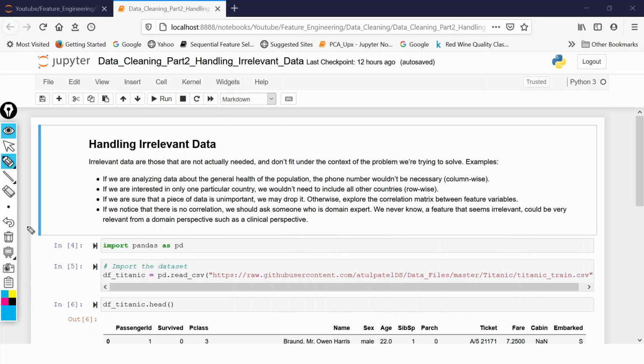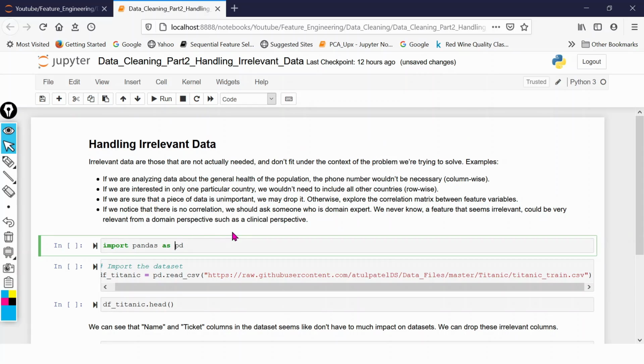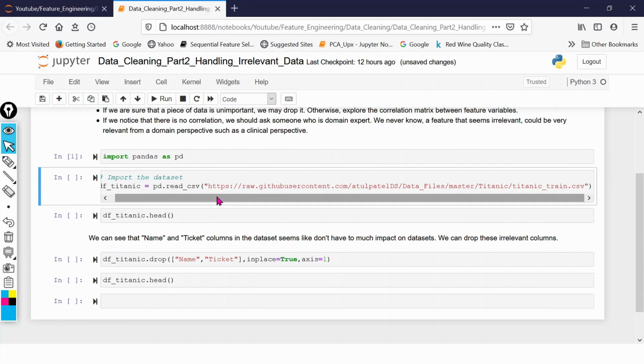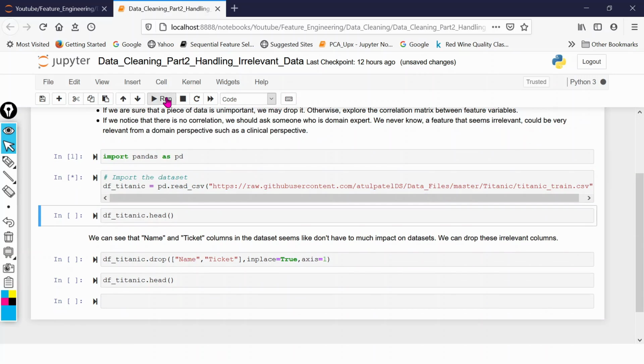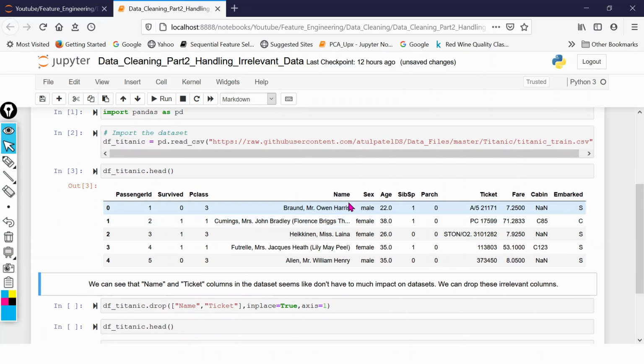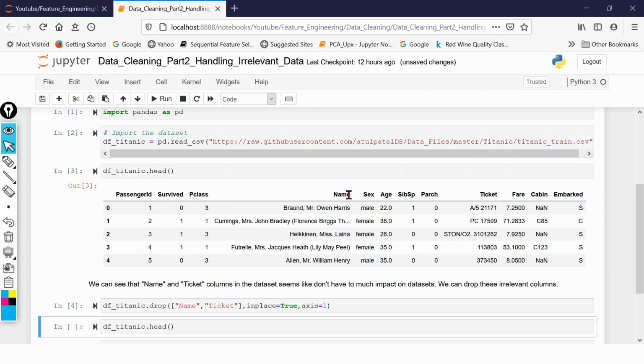So now let's discuss an example which I have mentioned here. First, I'm going to import the pandas library. Then I'm going to import the Titanic dataset. We are going to display the head of the Titanic DataFrame. So here you can see that the name column doesn't have any relevant information as per our understanding. Also the ticket number, as per our understanding, doesn't have any relevant information.